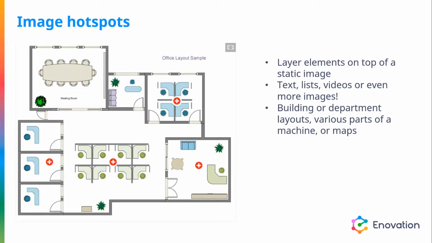Interactive images. So much like the interactive video content type, interactive images allows you to layer interactive elements on top of a static image. This could be text, lists, video, or even more images. This type of interactive content will work great to demonstrate building or department layouts, various parts of a machine, or maps. With some imagination, you could conduct a treasure hunt or track historical events across a map of Europe.